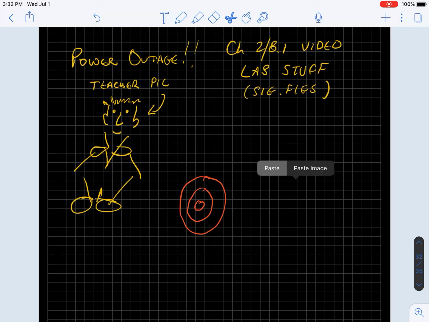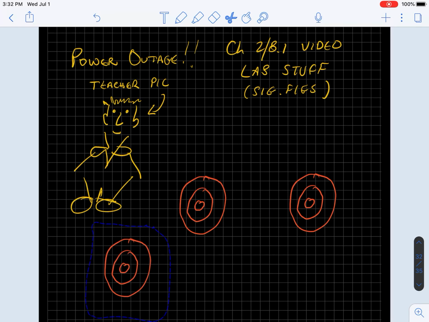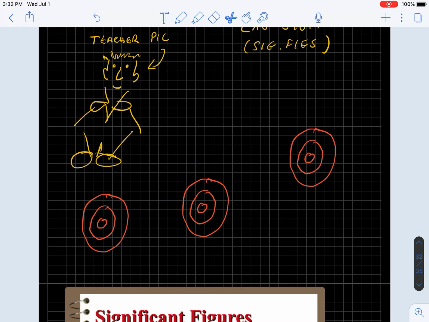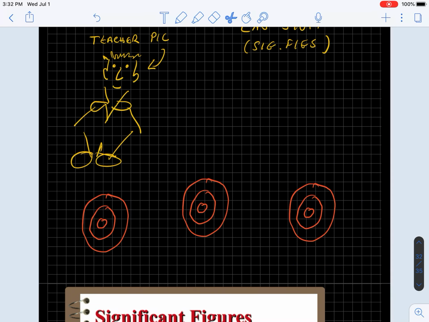Copy, paste, we'll put another target here, and then copy, we're going to paste the second one. All right, so I got 3 targets I can deal with here. Let's grab these targets and move them down so I can show you all 3 things. I'm going to show you accurate, and precise without being accurate.